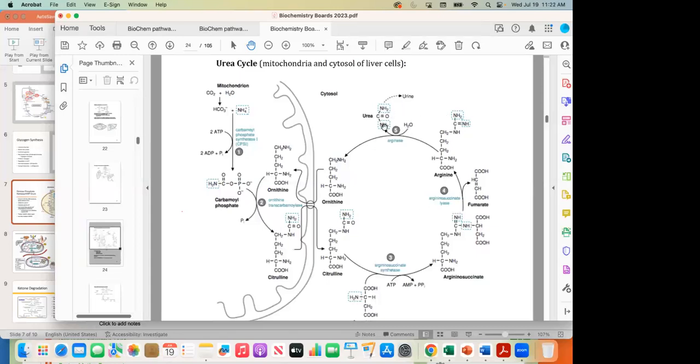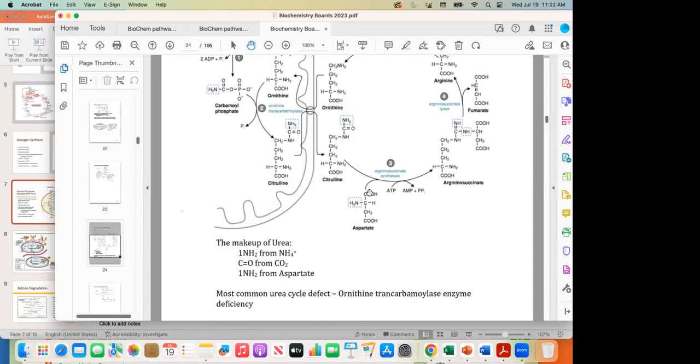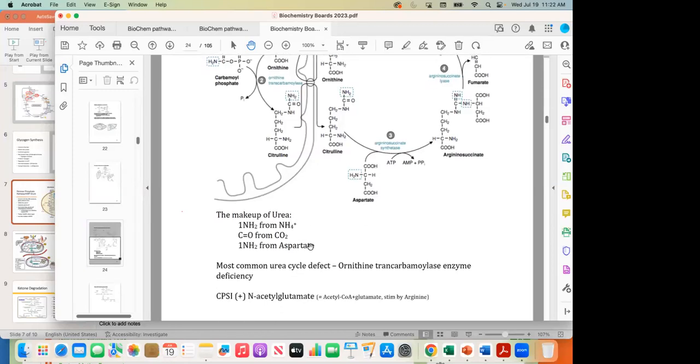To create urea, we are also pulling in other byproducts that we want to get rid of in the body. The makeup of urea is going to be one NH2 from ammonia, NH4. So we're getting rid of that toxic compound. A carbon and oxygen, so carbon double bonded to oxygen, from CO2, and then an NH2 from aspartate. So these are the makeup of how urea is built. It takes a couple of different components.